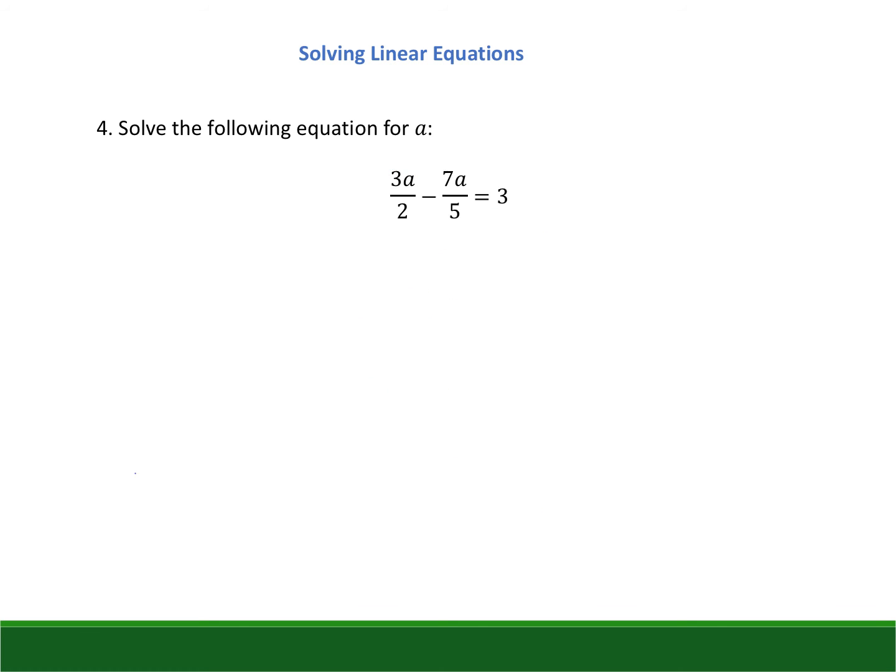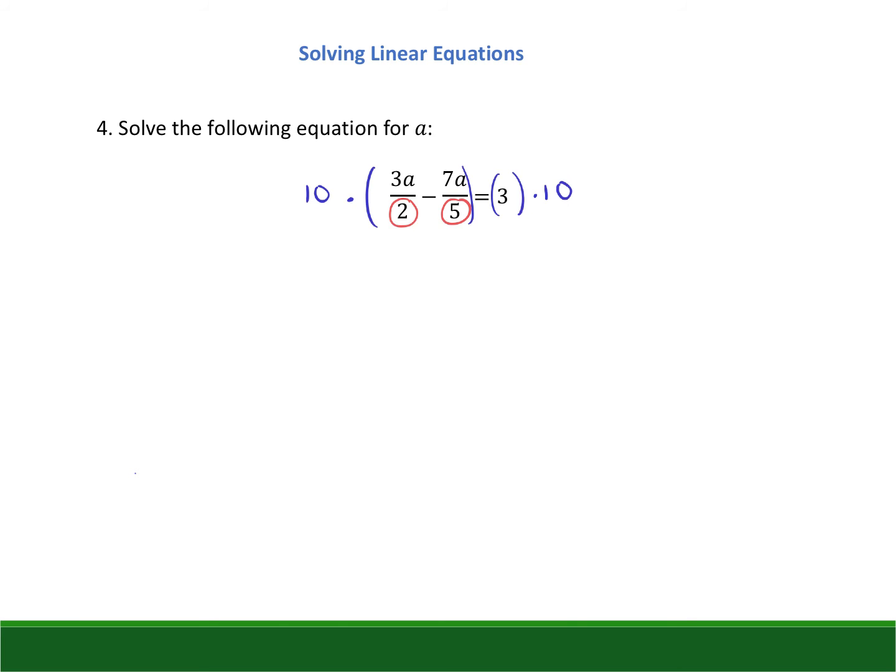In this problem, we're going to solve the equation for a, and notice on the left-hand side of the equation, you have a fraction. So anytime you have a fraction, the easiest way to deal with it is to take a look at the denominator and multiply the entire left-hand side and the right-hand side by a common multiple. So between 2 and 5, a common multiple is 10.